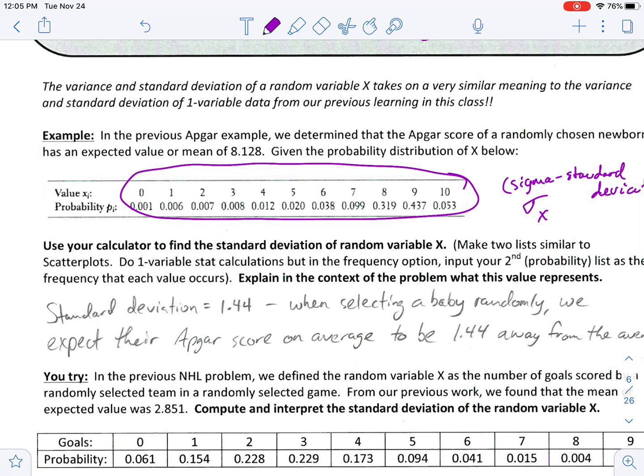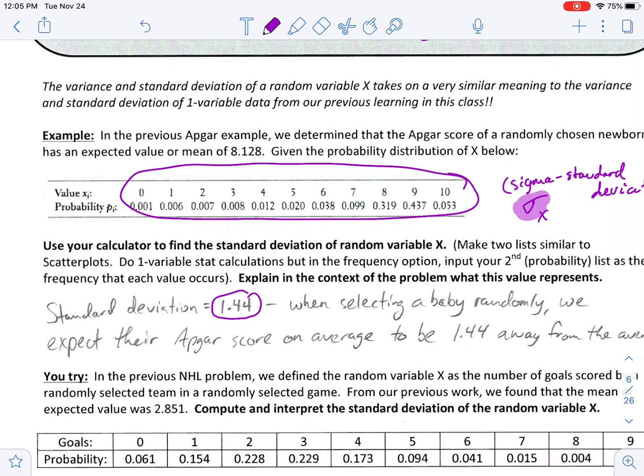Okay, you get a standard deviation of 1.44. Remember that's sigma x. Sigma is going to be standard deviation. We're going to see that a lot second semester of this class. What does standard deviation mean? Standard deviation is how far away you are on average from the average.